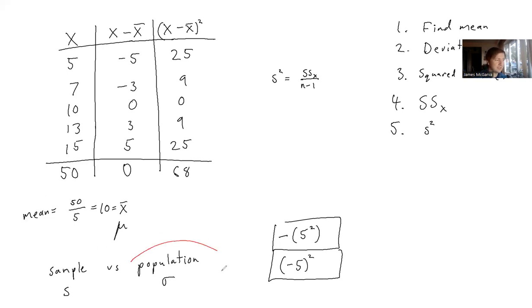If instead we'd had a population, then the population variance is that same number divided by the size of the population, right? So we would not subtract 1 if it was a population, but because it is a sample we're doing, we're going to subtract 1. So we're going to do 68 divided by 5 minus 1, which is 4. Right? That is our formula.